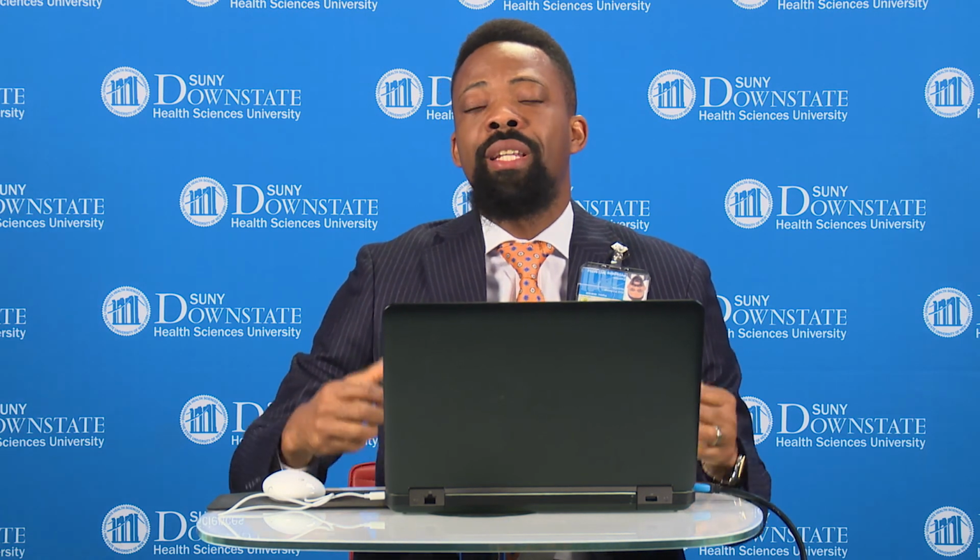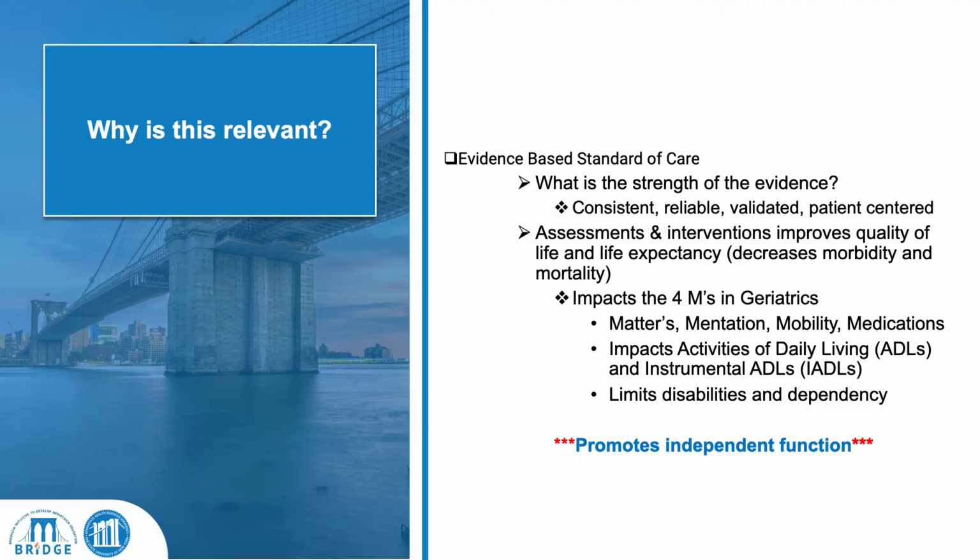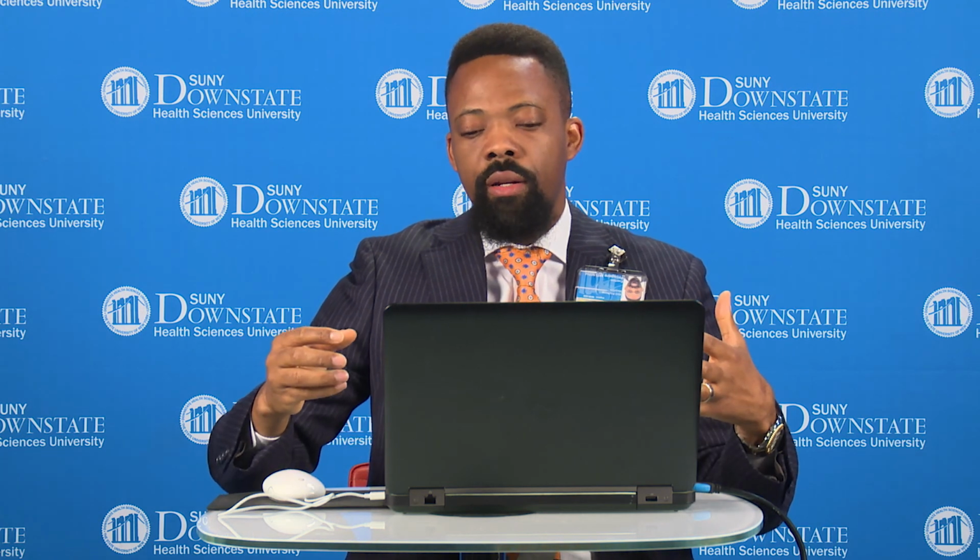What matters to the patient: aligning our goals and care in accordance with the patient's will and the patient's wishes. It should take into consideration the patient's mentation, the patient's mobility, the patient's medications. So whatever we do should impact quality of life and life expectancy. And there's evidence to show also that our intervention will impact the patient's ability to perform activities of daily living, instrumental activities of daily living. And the overarching goal is to promote independent functioning by limiting disabilities and limiting dependency.